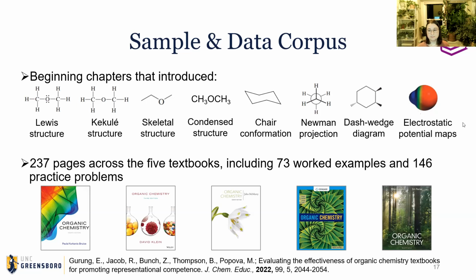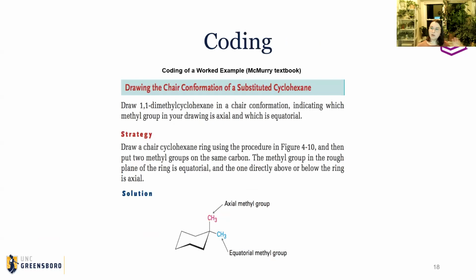because we were interested in how these textbooks are teaching about these representations. And so we found 237 pages across the 5 textbooks dedicated to these representations, including 73 worked examples and 146 practice problems. So what did our analysis look like? Here's an example of a passage from one of the textbooks. This is the McMurry textbook, specifically a worked example from the McMurry textbook.